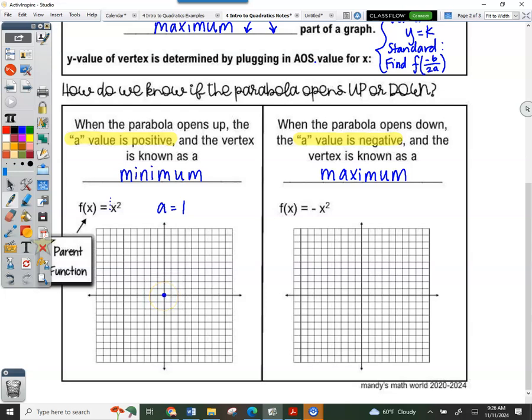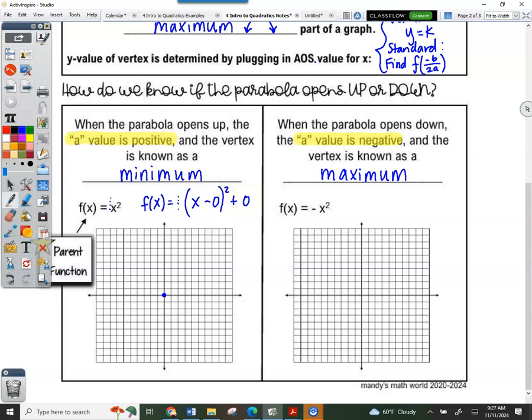How do I know that? A couple of ways. Let's see. I'm going to shift this over. Let's write it right here. I'll show you how to write it in vertex form. So it'd be f of x equals a, parentheses, x minus 0 squared plus 0.